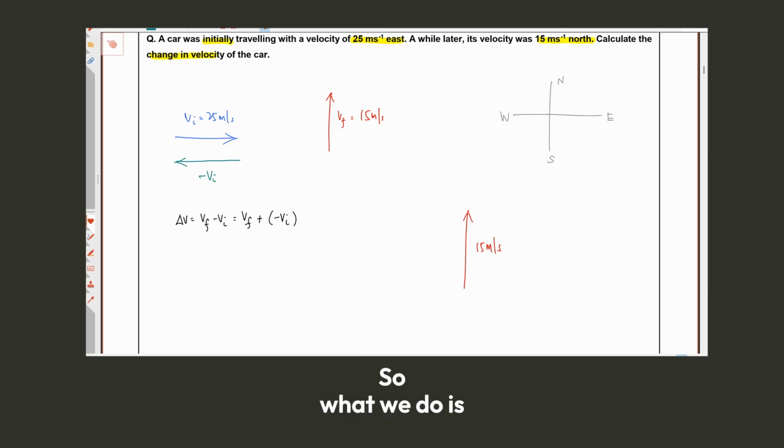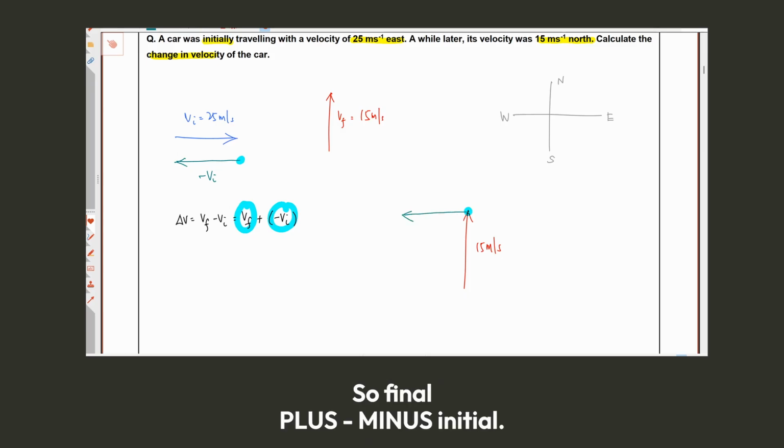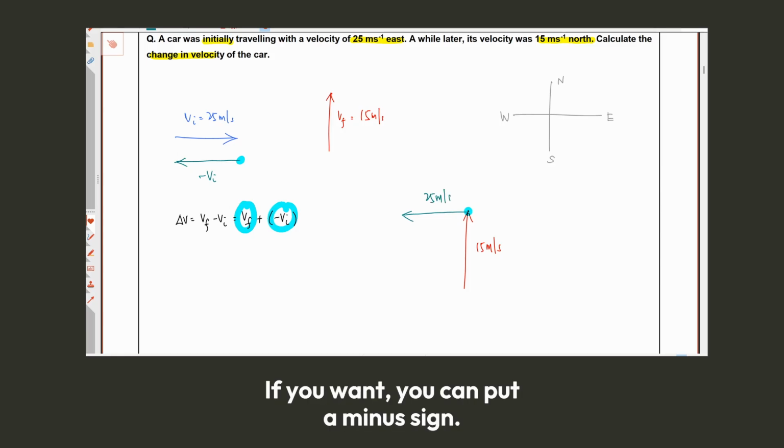So what we do is, we join the head of the first vector, which is V final, to the tail of the second vector, which is minus V initial. So that means your vector diagram will be looking as follows, right? So final plus minus initial. So that is given as your 25 meters per second. If you want, you can put a minus sign, right?